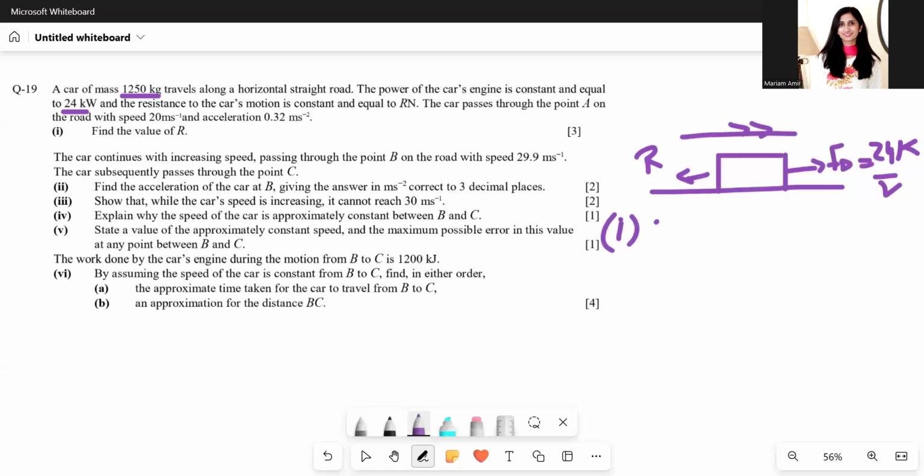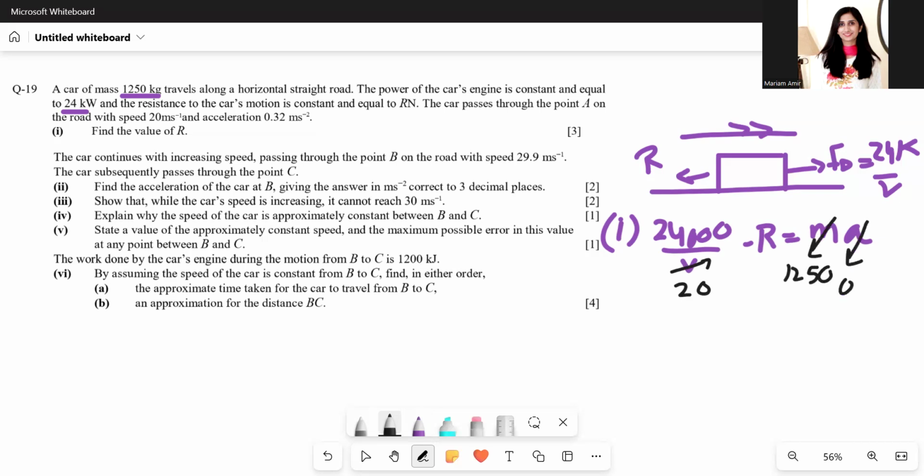Applying Newton's second law, forward force minus backward force is equal to mass times acceleration. Okay, so we know V, which is 20 at A, and we know mass, it is 1250. And we're given the acceleration at A as well, 0.32. So use these and make R the subject, and R should come out to be 800 newtons.